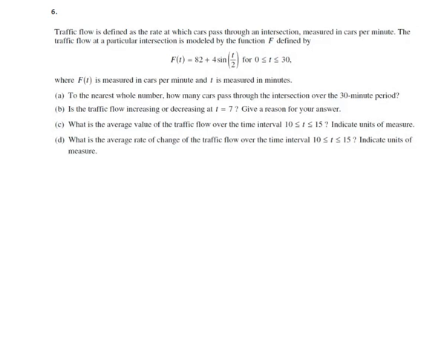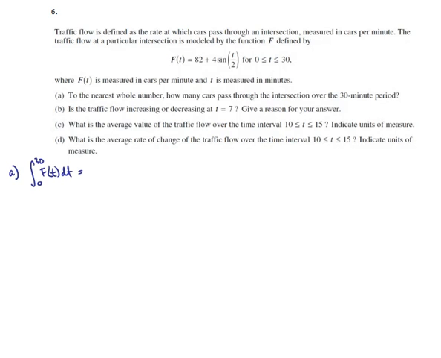A. To the nearest whole number, how many cars pass through the intersection over the 30-minute period? Well, since F(t) is the rate at which cars pass through the intersection, the integral of that rate from 0 to 30 will tell us how many cars pass through that intersection during that time interval.